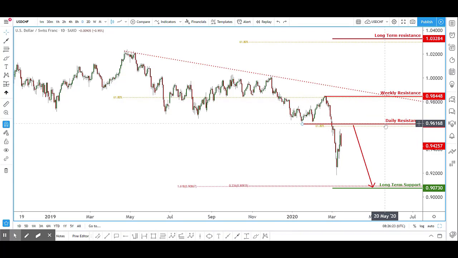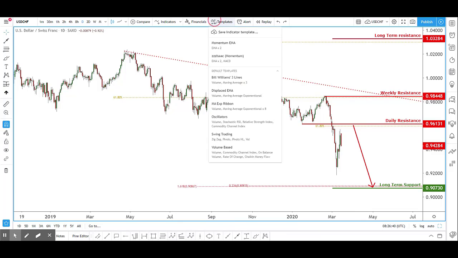And now we have a graphical overlap here on the daily resistance, and it's also the key Fibonacci 61.8 retracement. So we can say with greater certainty that the short-term picture is bearish in line with the long-term picture. So we expect price to drop below the daily resistance towards our take profit at the long-term support.